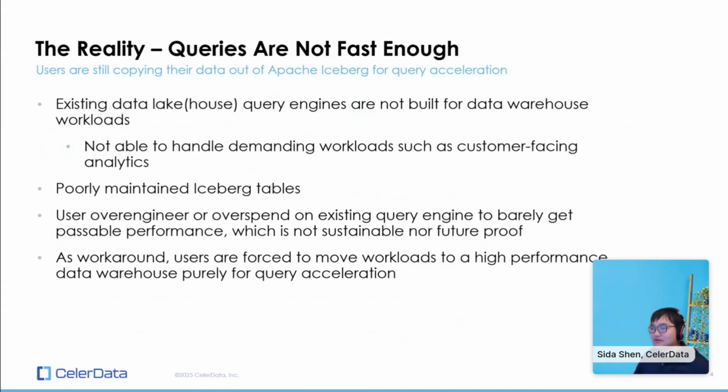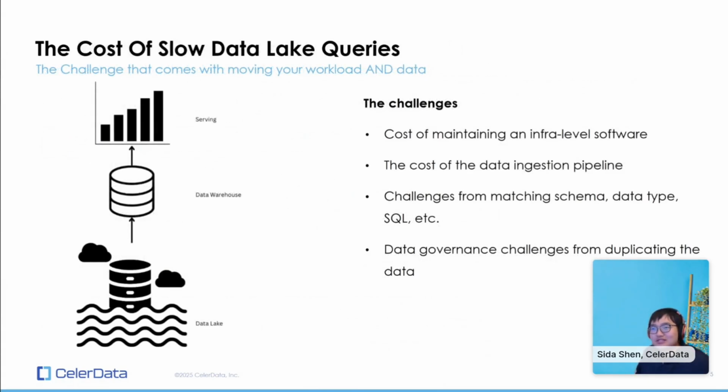We're going to talk about how to solve them, including using the wrong features, and using the features that are there but just not knowing the feature is there. So in the end, users over-engineer or overspend on existing query engines to barely get passable performance. But this is really not that sustainable. So as a workaround, users are basically forced to move their workloads and their data to a high performance data warehouse just for query acceleration reasons. And most of the time it does solve the performance challenges and does get that performance SLA.